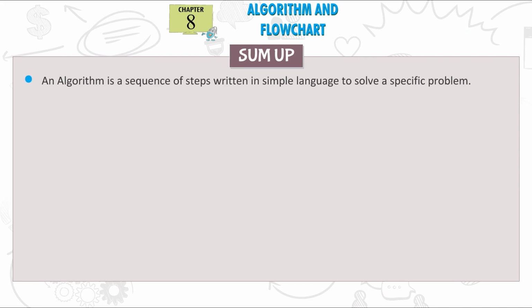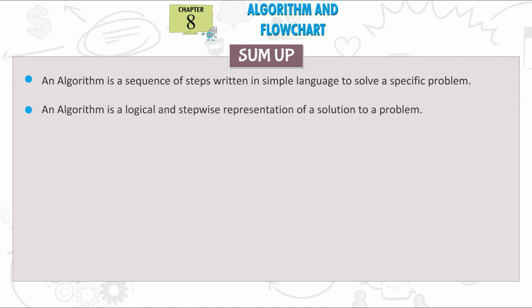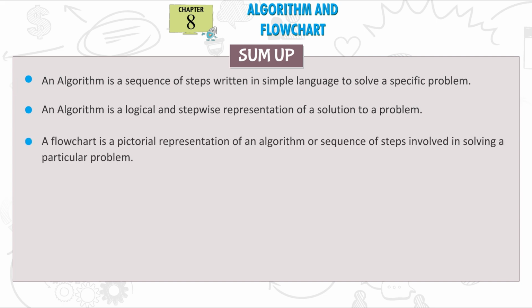Sum up. An algorithm is a sequence of steps written in simple language to solve a specific problem. An algorithm is a logical and stepwise representation of a solution to a problem. A flowchart is a pictorial representation of an algorithm or sequence of steps involved in solving a particular problem.